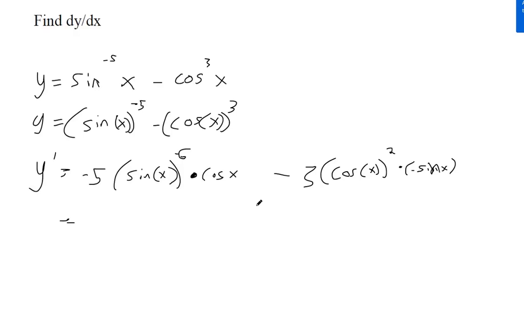Let me check what the book has for this problem, 3.6. Yeah, they got the same thing. Okay, so that's good right there. Oh, yeah, so like I said, this is a positive because it's a minus a negative. That's what they have.